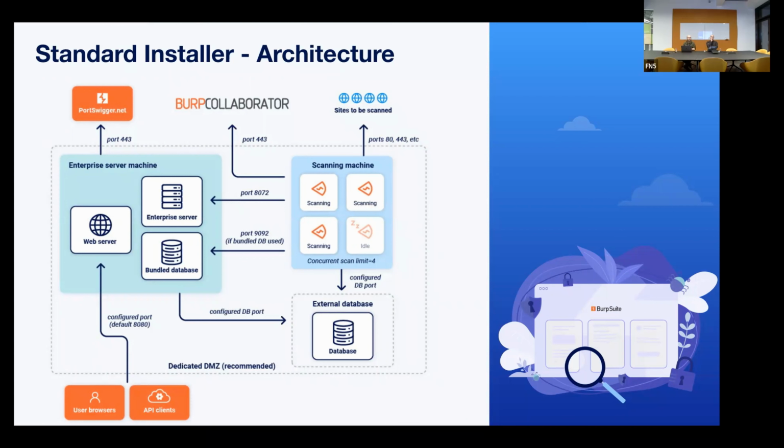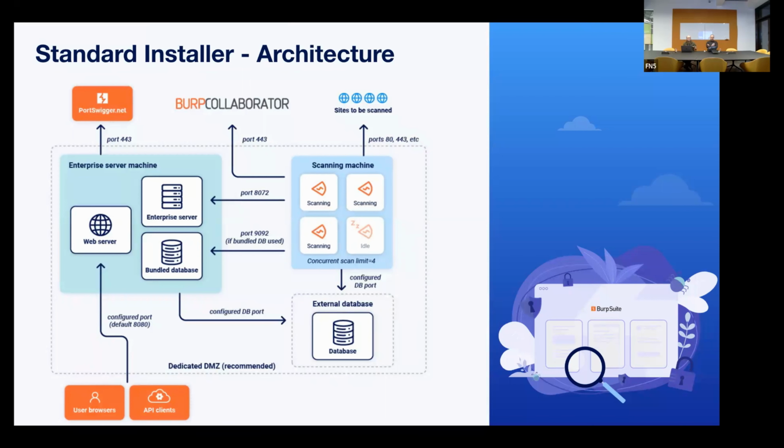Then you'll have one or more scanning machines. This is just going to depend on your concurrency in terms of how many scans you want to support. Again, this links back to that system requirements documentation, which will determine how many scans you can run per machine, how many machines ultimately you will need. And those scanning machines will talk back to the enterprise server over port 8072.